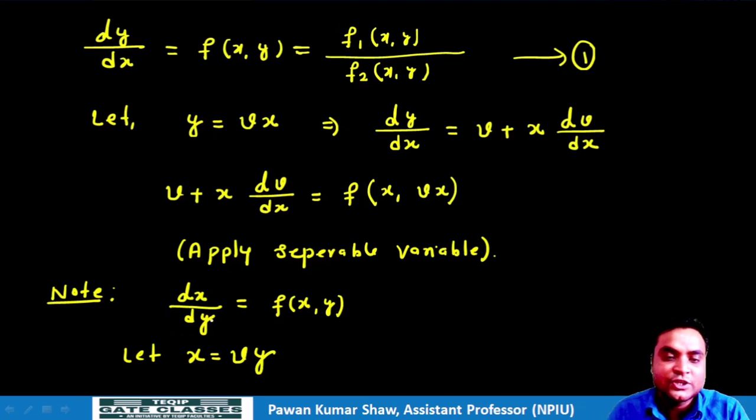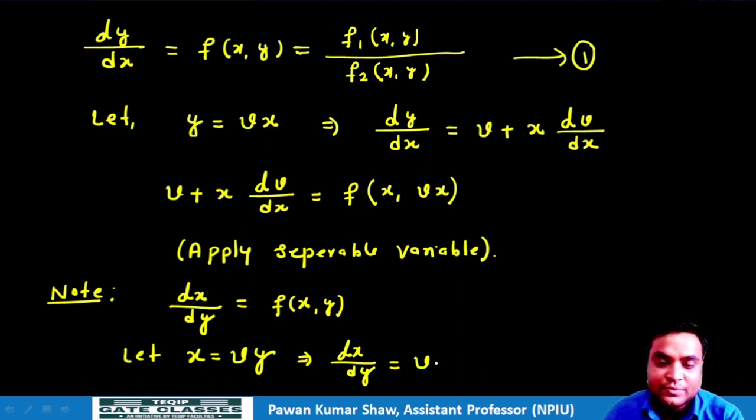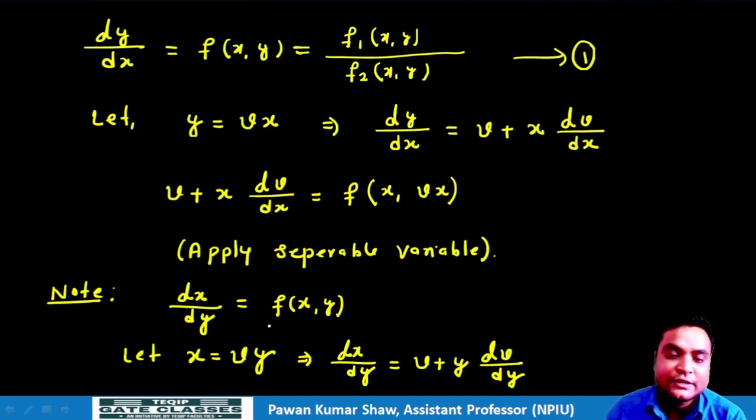So if the given differential equation is in the form of dx by dy, and if it is homogeneous, then we can replace x equal to vy, and we will convert the problem in terms of v and y. Once we take the differentiation with respect to y, dx by dy is equal to v plus y into dv by dy. Then we take this substitution, replace it in the equation, and apply our separable variable method.